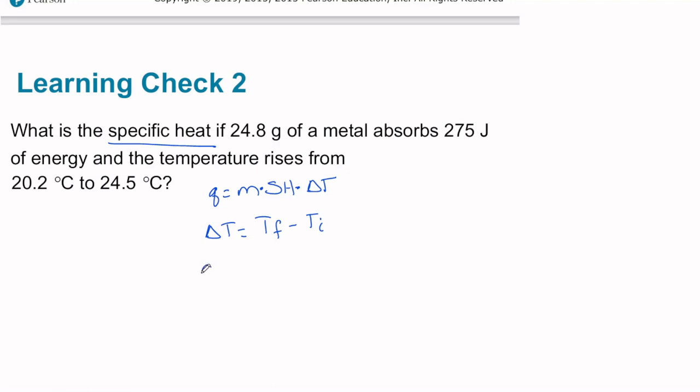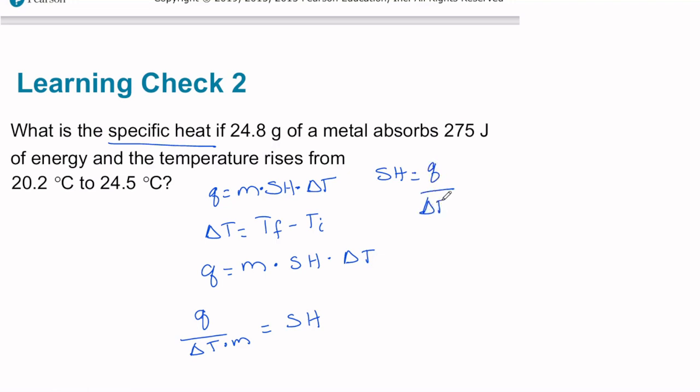So let's rewrite our equation. Q is equal to M times SH times delta T. We need to get SH on a side by itself. In order to do that, we just need to divide by delta T and M. So Q divided by delta T times M is equal to SH. And we could just go ahead and rewrite this as SH is equal to Q divided by delta T times M. Let's go ahead and erase the information that we don't need. And then we can perform the calculation.